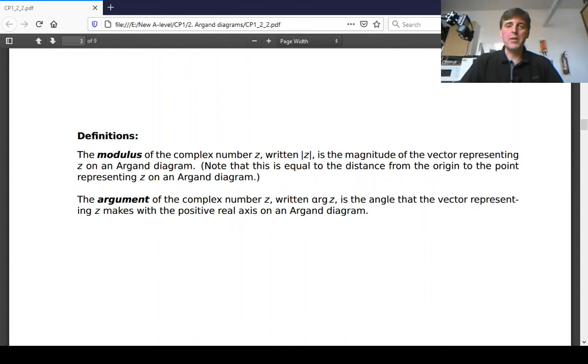The modulus of a complex number is the magnitude of the vector that represents it on the Argand diagram. Another way of saying that would be that it's equal to the distance from the origin of the point on our Argand diagram. You'll notice the notation for a modulus is those vertical lines around the z. You might have seen that before when we were dealing with moduluses in our pure maths course for regular A level, so it's kind of an extension of that idea. The argument is the angle which the vector makes with the positive real axis, and we pretty much always write the argument in radians.